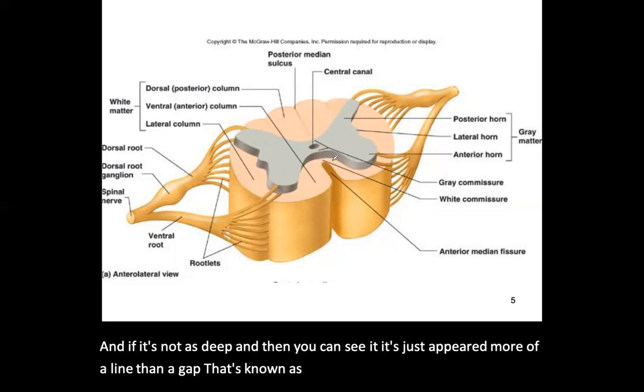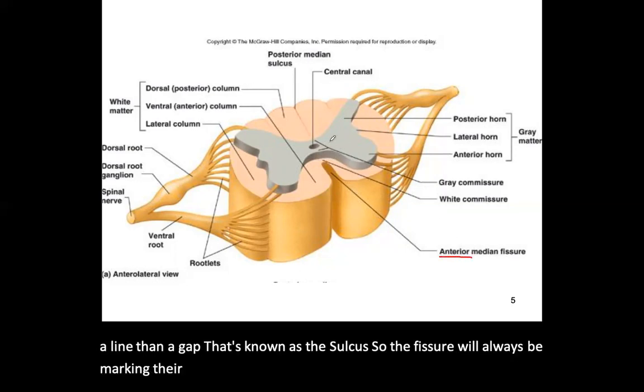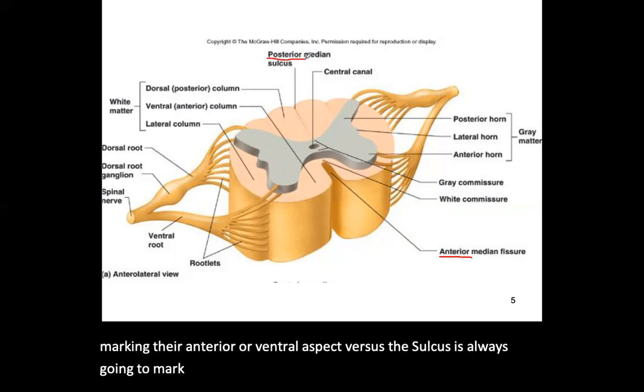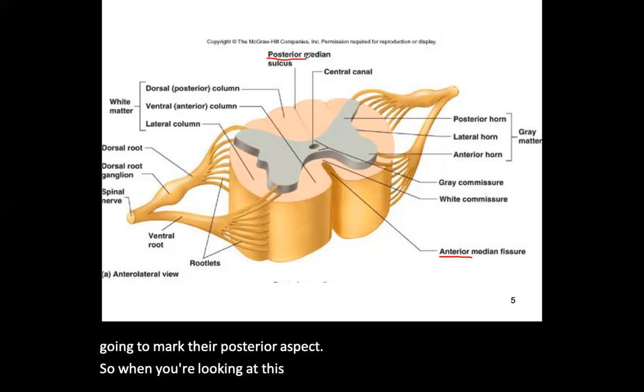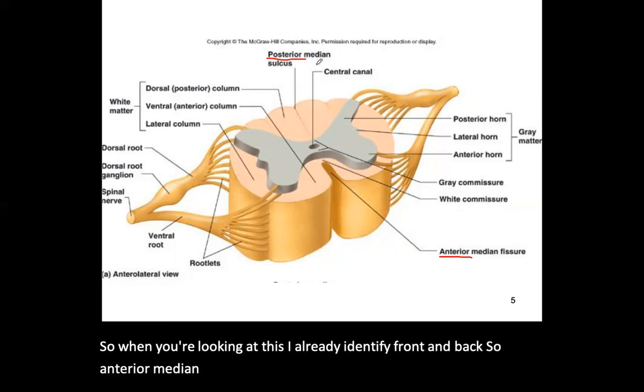So the fissure will always mark the anterior or ventral aspect, versus the sulcus, which is always going to mark the posterior aspect. So when you're looking at this, I already identified front and back: the anterior median fissure and the posterior median sulcus.